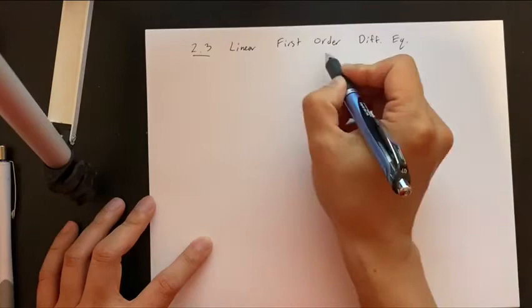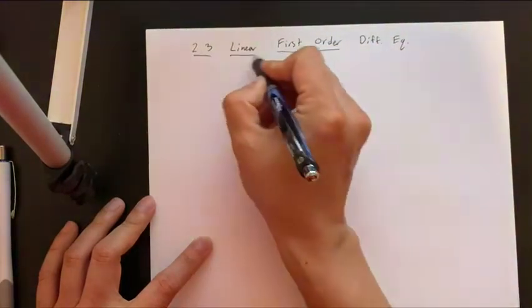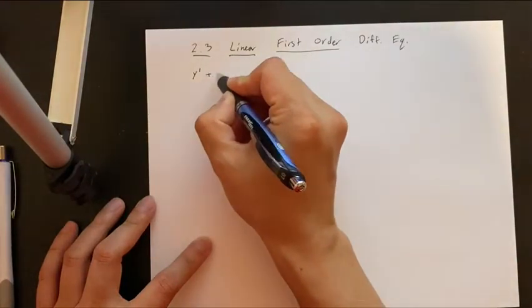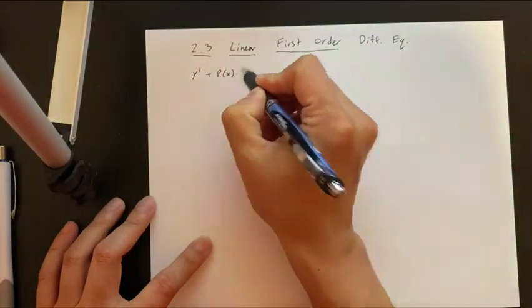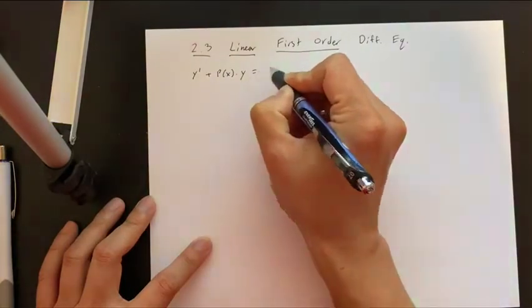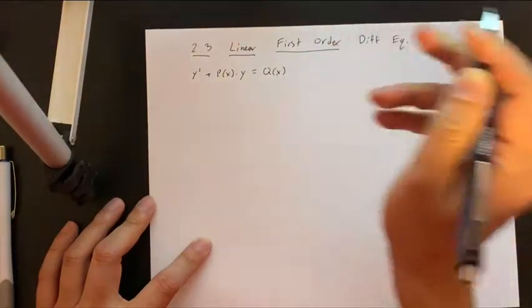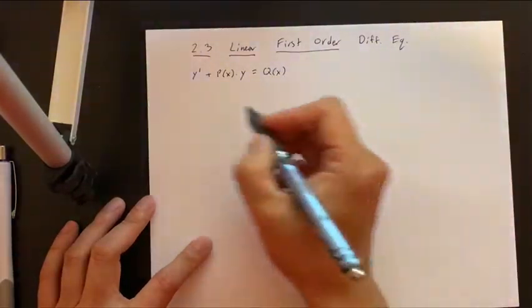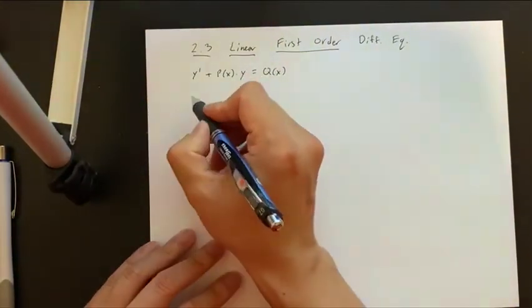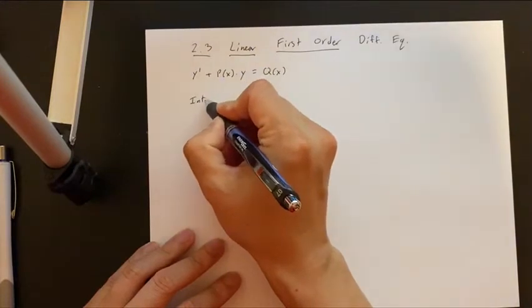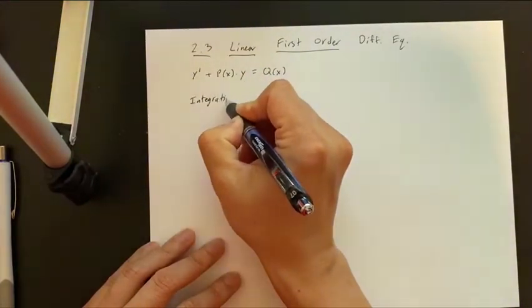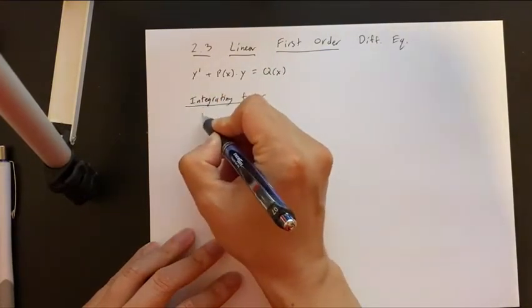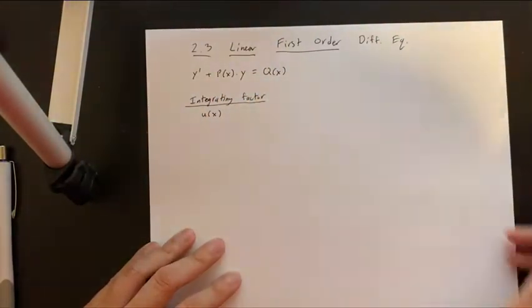So anytime you have something that is first order and linear, you can write it in this form, which is y prime plus p of x multiplied by y is equal to q of x. And you can solve it by using what we call the integrating factor. So the integrating factor method requires us to figure out this u of x.